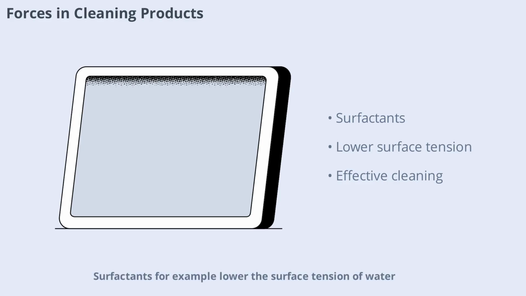Surfactants, for example, lower the surface tension of water, allowing it to spread and penetrate grime. This makes cleaning more effective and efficient.